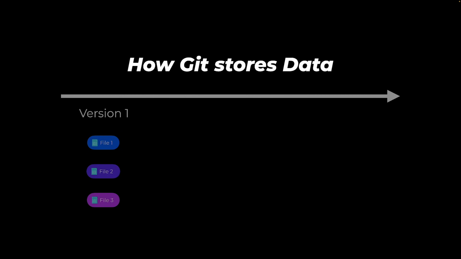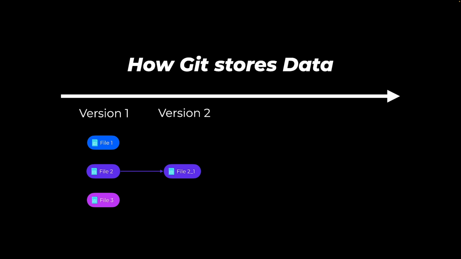For example, imagine you have a project tracked by Git with 3 files. Let's call this initial setup version 1. And now you decide to make changes to one of these files, let's say file 2. You first of all move them to the staging area and then you commit them to the project. So once you've done that, Git takes a fresh snapshot of file 2. We simply call it file 2_1 since you have changed it. But for file 1 and 3, which you didn't touch, Git doesn't bother to store them all over again. It just keeps a reference to those files as they were in version 1.